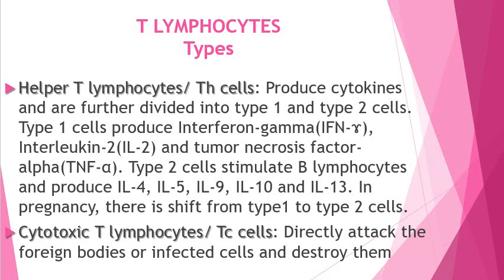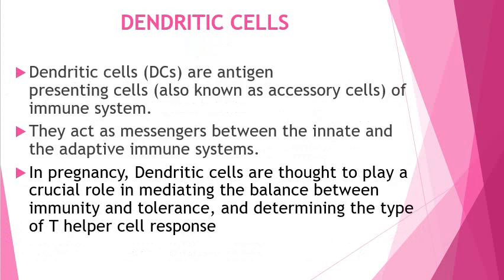The other cells are cytotoxic T lymphocytes or TC cells that directly attack the foreign bodies or infected cells and destroy them. So a few words about the dendritic cells, which are also to be taken into consideration when we are considering immunology of pregnancy. They are antigen presenting cells, also known as accessory cells of the immune system. We had dealt with this when we were dealing with the innate and adaptive immune system. They act as messengers between the innate and the adaptive immune systems.